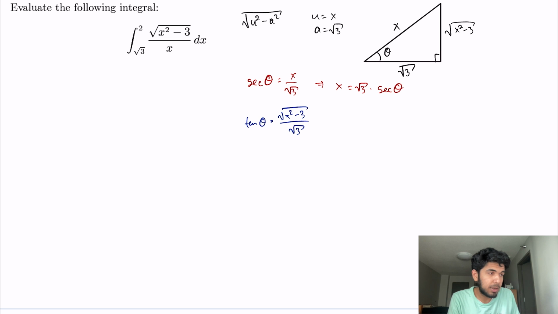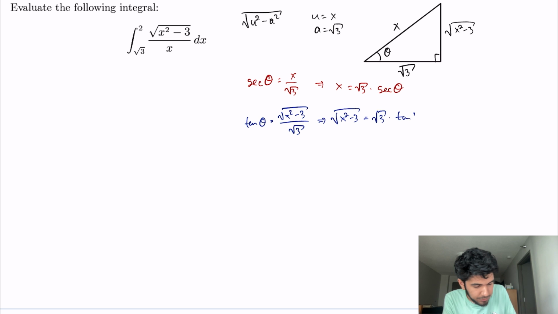Okay, and then we can solve for the square root of x squared minus 3 because that's what we're looking to substitute, by saying that the square root of x squared minus 3 equals the square root of 3 times tangent of theta. Good. So now we have to think about our substitutions. We can substitute for that because we solved for it here, but we still need to solve for x and dx. Well, we've already solved for x over here, so we can convert that into the world of theta.